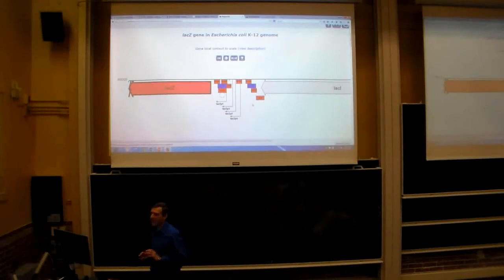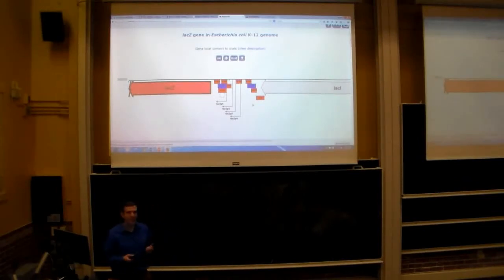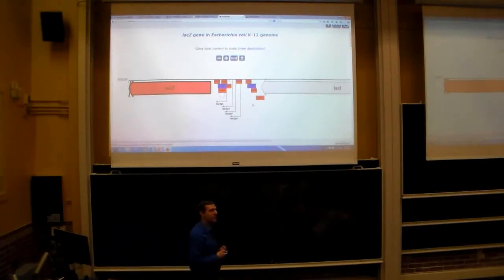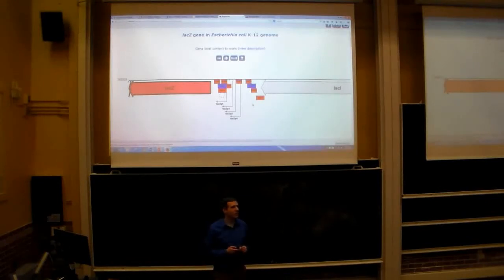But basically, this is telling us that even in what we might think of as a fairly simple organism, like an E. coli, you can get quite complicated patterns of regulation. Any questions about this yet?